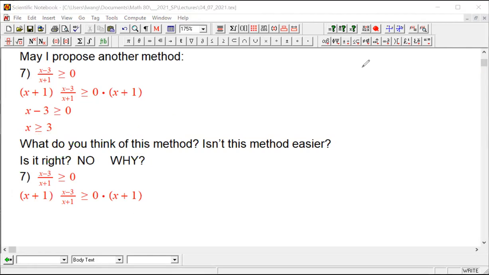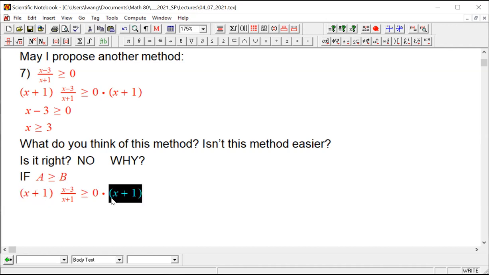It implies that if A is larger than or equal to B, then we multiply x plus 1 on both sides. So A times C is going to be greater than or equal to B times C. Do you agree with that?